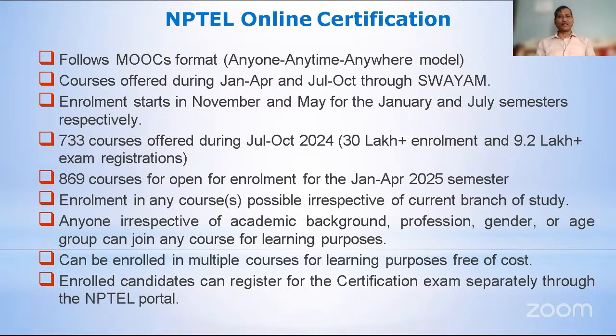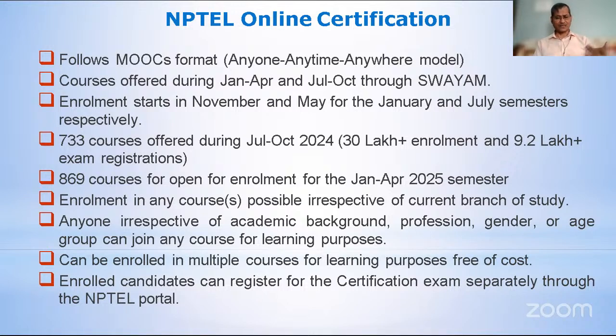These courses are usually offered aligning with the university semester system in India. That is, they are offered either during January to April or July to October. The enrollment for these courses usually starts 2 months ahead of time. So if the courses start in January, the enrollment will start by mid-November. Usually the courses start by the 3rd week of January and the 3rd week of July, and by mid-November or mid-May, the enrollment process will start for the January and July run courses respectively.